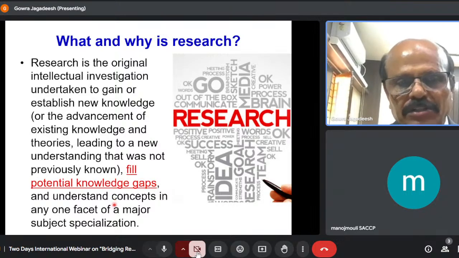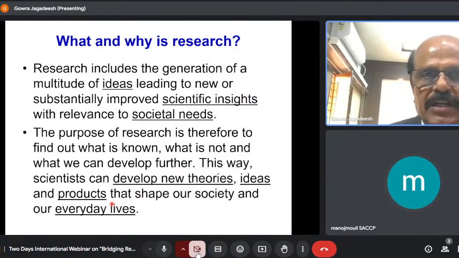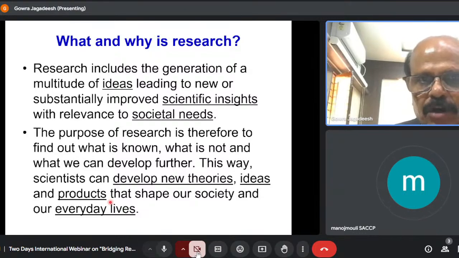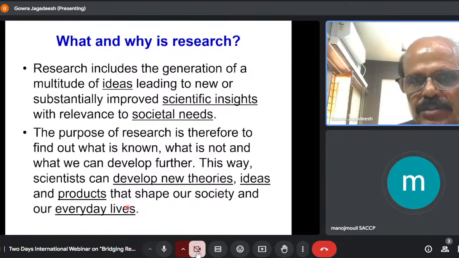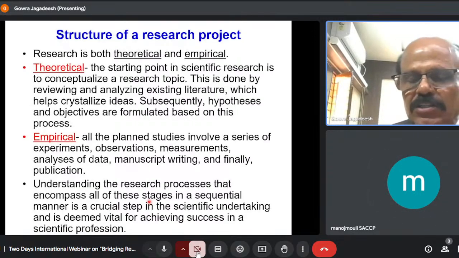So you have to understand the concept in your major subject of research. Research includes ideas, the generation of a multitude of ideas, brainstorming till you get to the right topic. Then of course, what are the societal needs? So what kind of studies are you doing? That is very important. Research has two aspects.